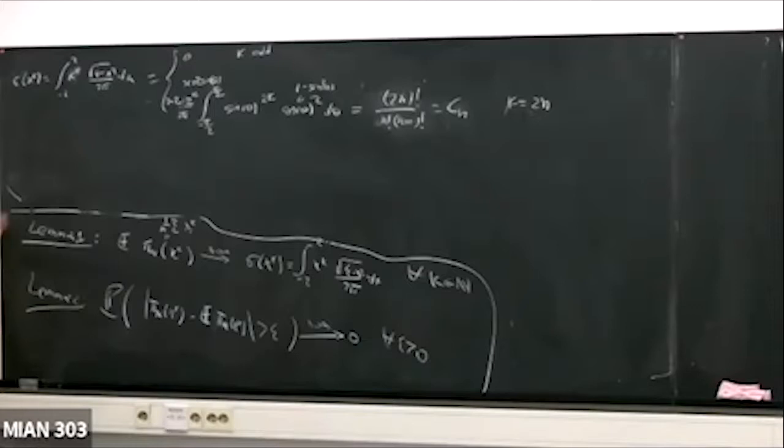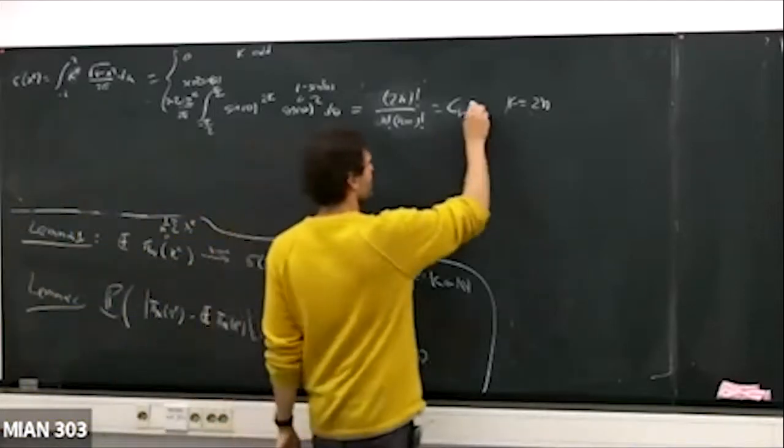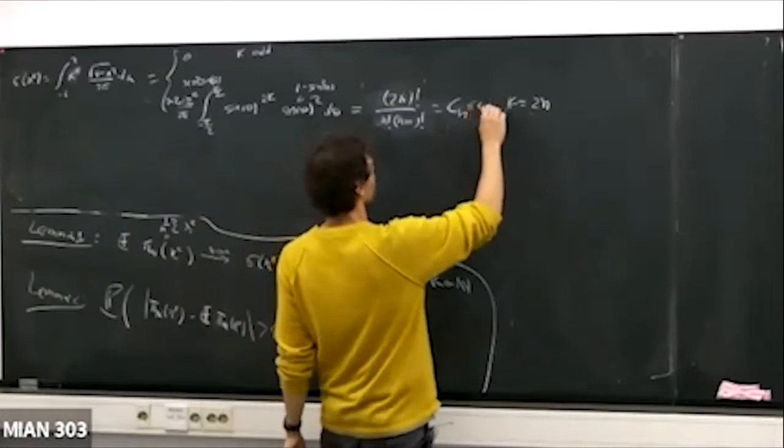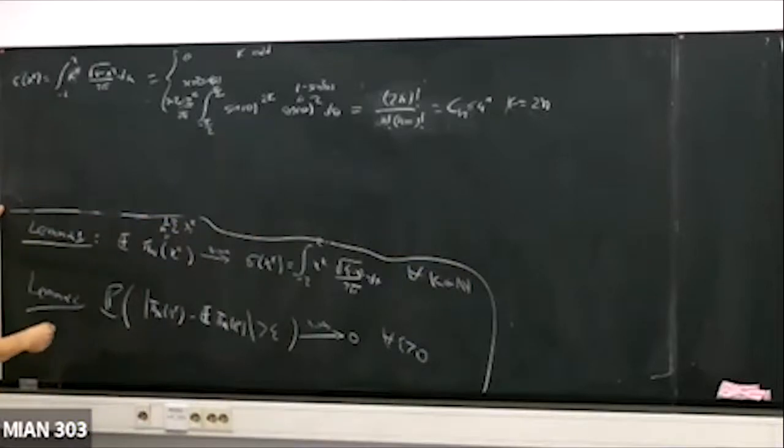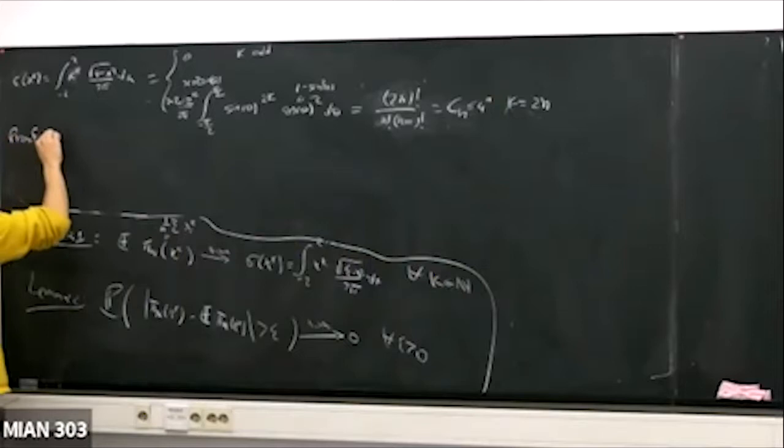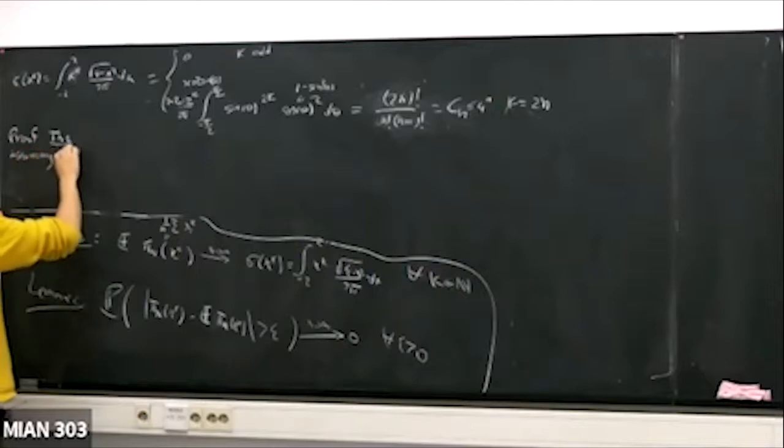Okay. In particular, you can immediately check, and we will check it in a moment, that this is not bigger than 4 to the n. Okay, so proof. Let's prove the theorem of Wigner, assuming the lemma.